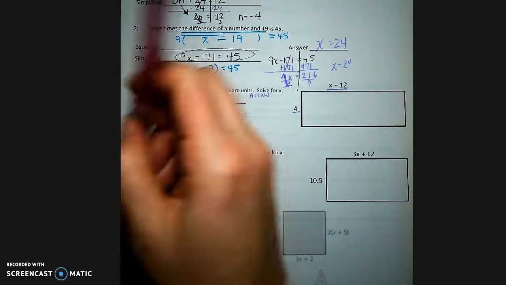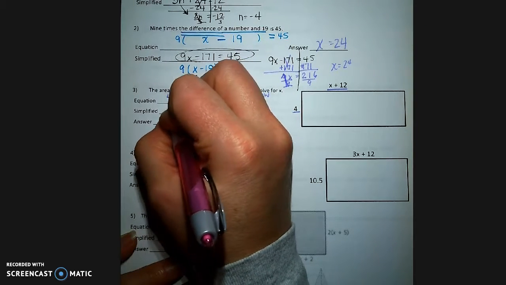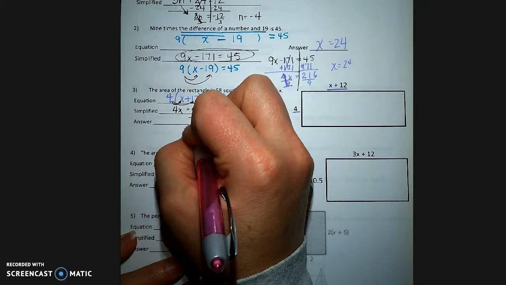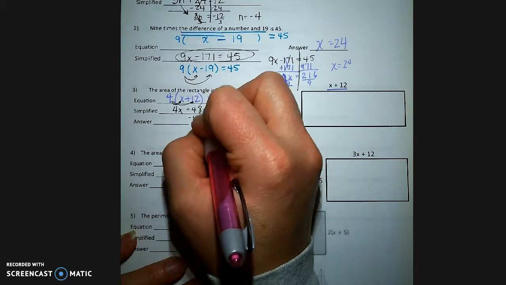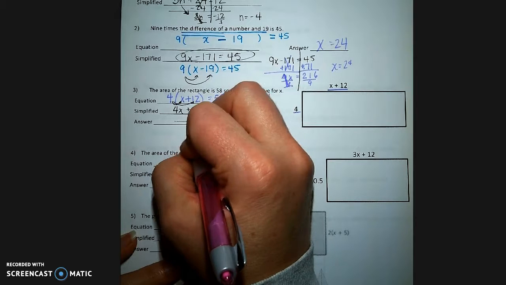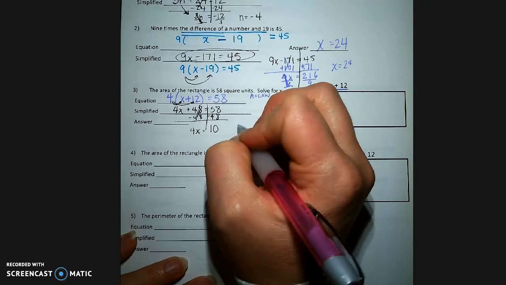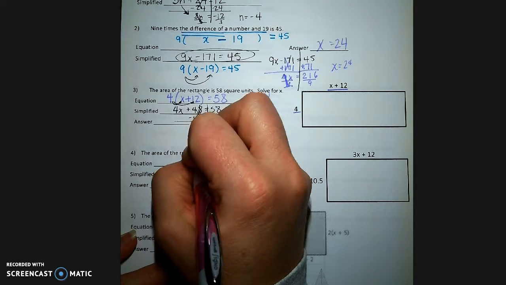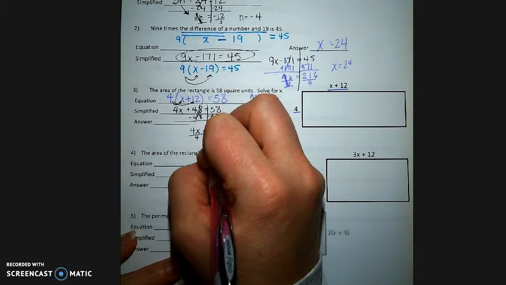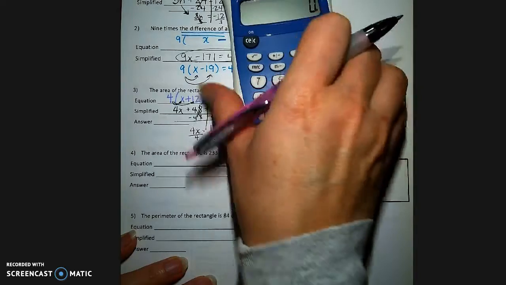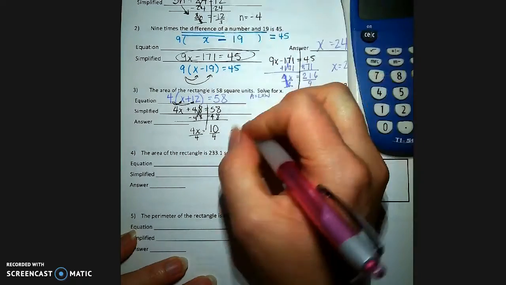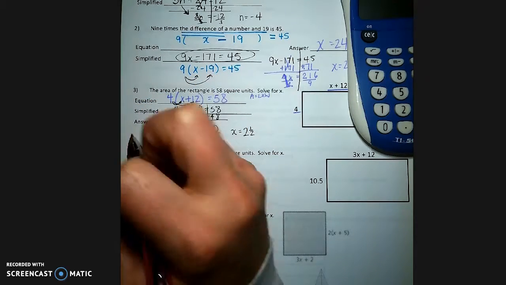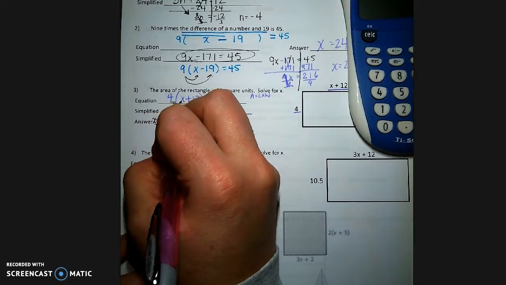So when I simplify it, 4 times x is 4x. 4 times 12 is 48. Subtract 48 from both sides there. I get 4x equals 10. Divided by 4 gives me 2.5. So x equals 2.5 units.